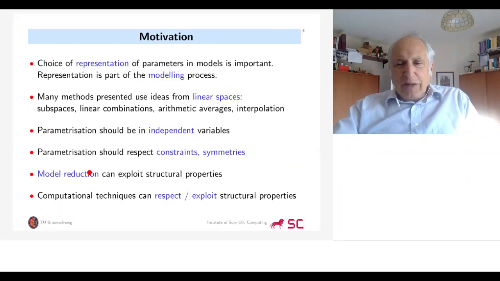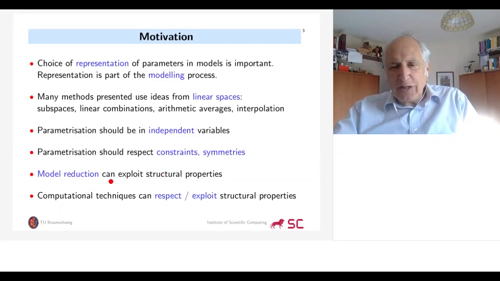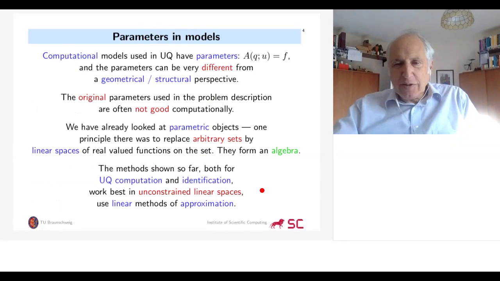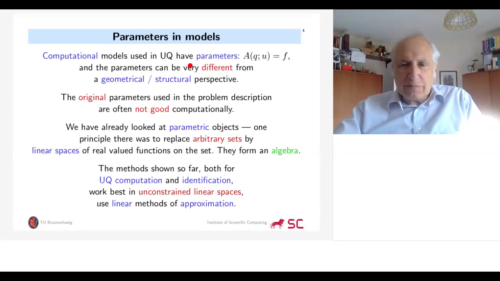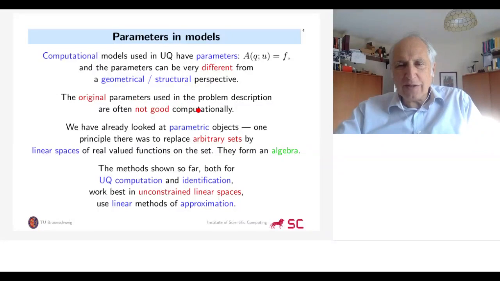And this can be actually used also in model reduction, which can exploit these structural properties. Okay, and the computational techniques, they can respect and exploit these structural properties, and we'll see how this happens. Good. So we have a model like this, and Q are these parameters, and the parameters can be very different from a geometrical structural perspective. Okay, and the original parameters, I said this already in the original problem description, as it's given traditionally, whatever, they are often not good computationally. Okay, so it is worthwhile to look at all of them and to put them in a nice format, which is good for this business of uncertainty quantification and updating.